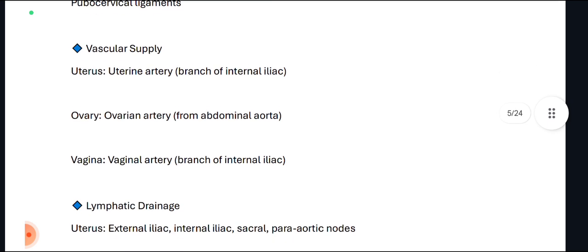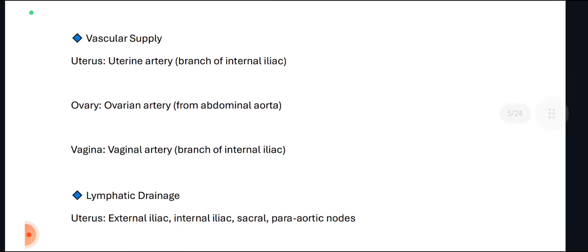Now the vascular supply of the female reproductive tract. Uterus is supplied by uterine artery, which is a branch of internal iliac artery. Ovaries are supplied by ovarian artery, which is a direct branch of the descending abdominal aorta. And vagina is supplied by the vaginal artery, which is a branch of internal iliac artery.